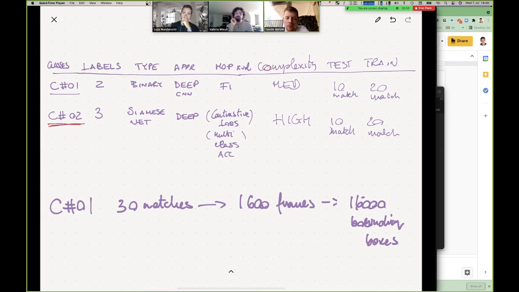As I said, I would be more generous in the number of matches. Maybe we should be more conservative in the number of frames per match, but I think the number of matches should be higher. Okay, so let's put 40 matches or 50 matches, and instead of going at like 6 frames, maybe we can go at 10 frames per second.